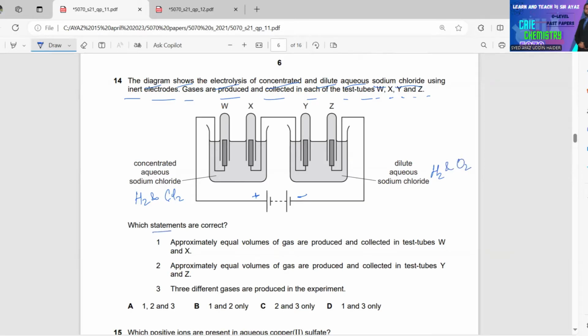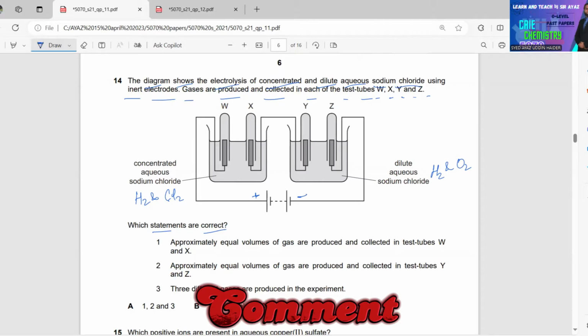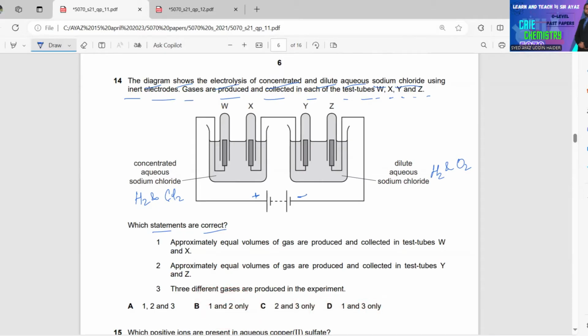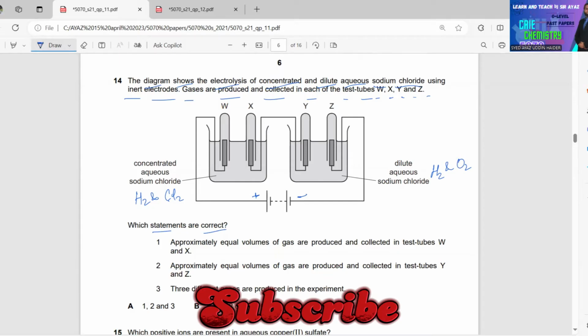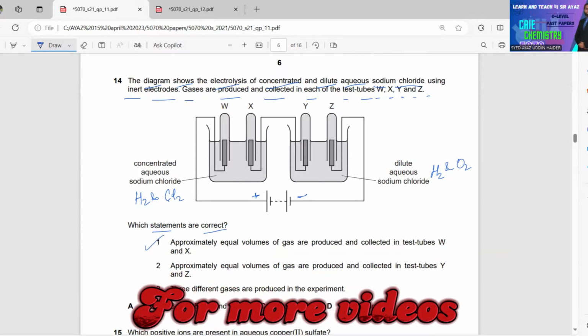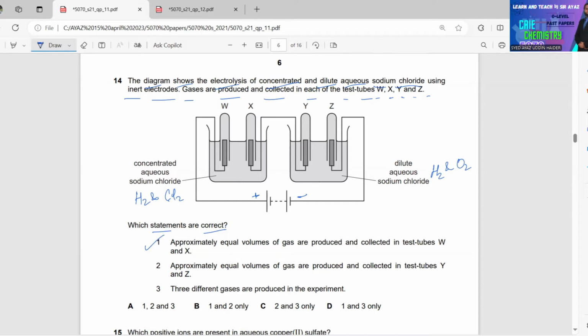Which statements are correct? 1. Approximately equal volumes of gas are produced and collected in test tubes W and X. They are saying equal volumes. So in W and X, what we are getting? In W and X, we are getting hydrogen and chlorine gas. So this statement must be correct. So both gases will be produced are of equal volumes.